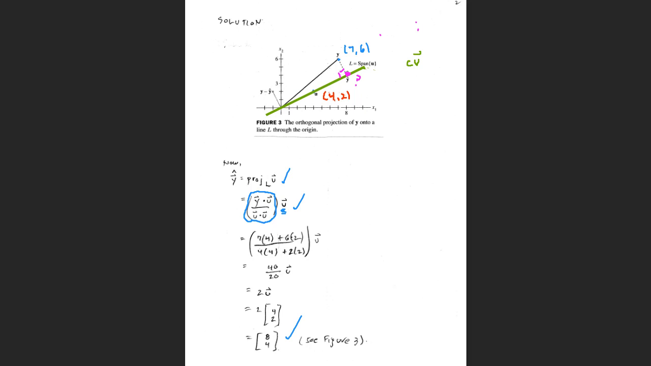And if you look on the picture, yeah, that looks right. Okay, the vector y definitely looks like it has coordinates 8, 4. Okay, so this is how you do it. And linear algebra is a nice way to understand projections, how it treats them.